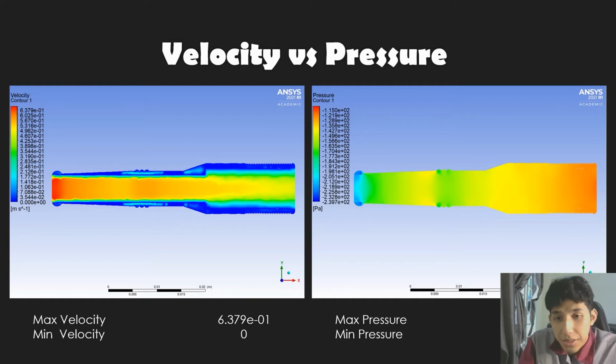The maximum velocity is 6.7379 to the power of -1, and the minimum is 0, while the maximum pressure is -1.150 to the power of 2, and the minimum is -2.397 to the power of 2.